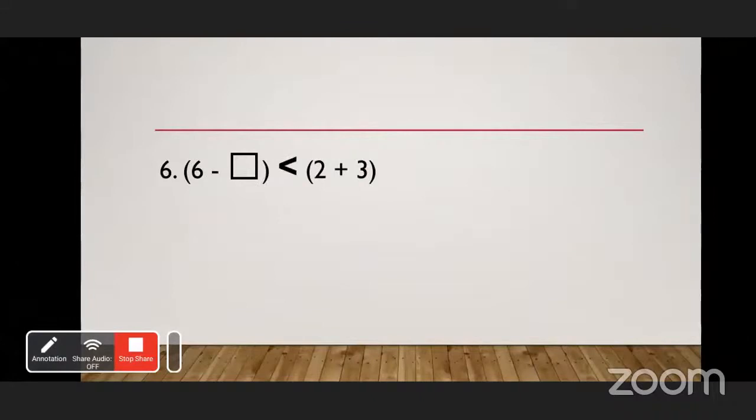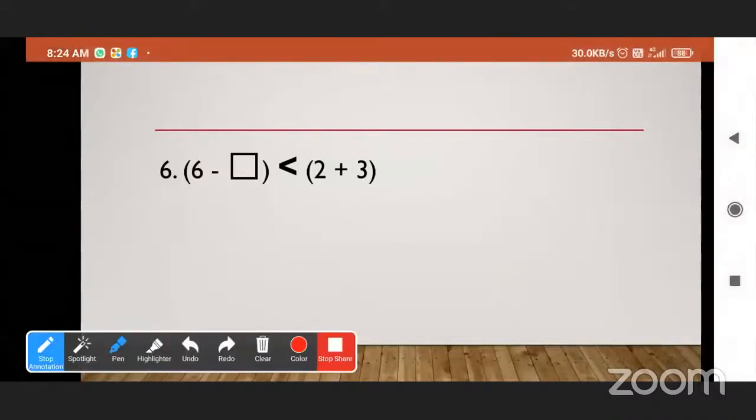Now the sixth one. 6 minus dash is less than 2 plus 3. Now here we have to find the value of the right hand side expression. So 2 plus 3 is 5. Good. So 5 must be greater than the value of the left hand side expression. Now 6 minus 2 is 4. If we put 2 here, then we get 4. So 4 is smaller than 5. Very good. We can put 3 also. Yes. 3, 4, 5.